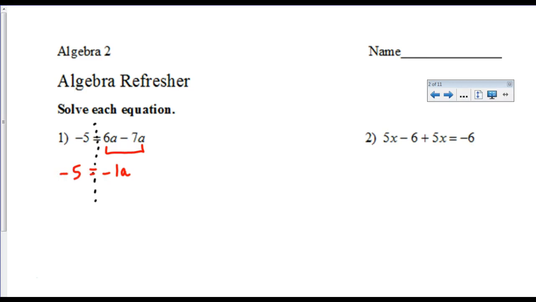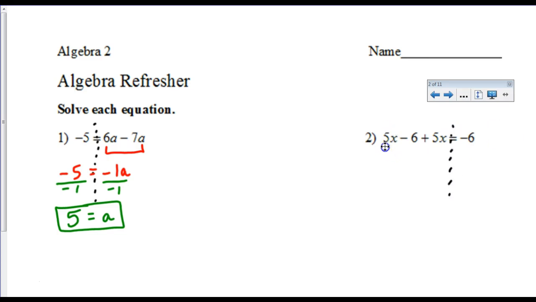And then your job is to solve for a, so our next step is to divide by negative 1 on both sides. So the negative 1 here will cancel, and negative 5 divided by negative 1 is 5. So please do show work. I don't know you guys all that well, so I want to see all your work written down as well as the right answer.